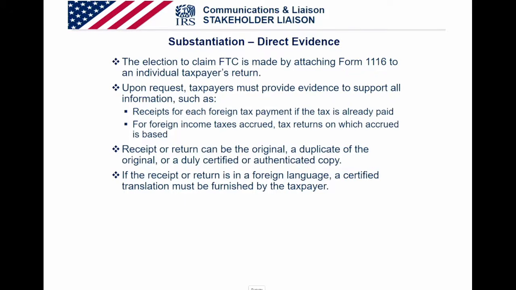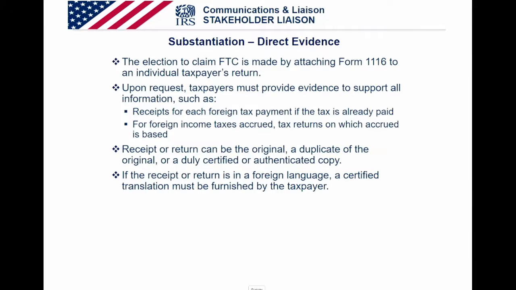Well, taxpayer must provide information to substantiate and support with evidence the credit and all information provided on Form 1116. In a perfect world, the taxpayer provides a receipt for each foreign tax payment if the tax has already been paid, or if the taxpayer claiming foreign income taxes using the accrued method, the foreign tax return on which the accrual is based is required. This is the direct evidence and preferred substantiation under Treasury Regulation 1.905-2.